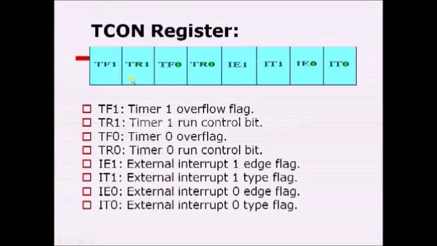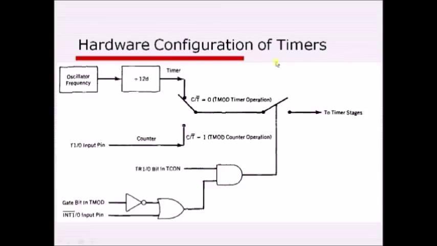Okay, so after initializing the timer, you have to program these bits for starting the timer as well as for stopping the timer. If any of these bits are programmed to 1, then the respective timer gets started. If any of these bits are programmed to 0, then the respective timer gets stopped. And TF0 and TF1 are used for indicating the overflow status. Now this is the hardware present inside the controller for the timers.